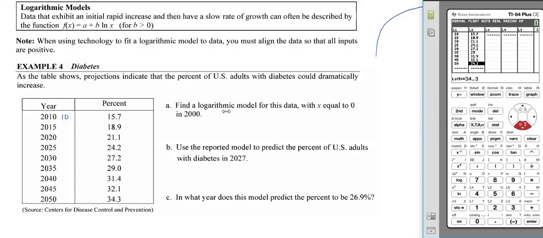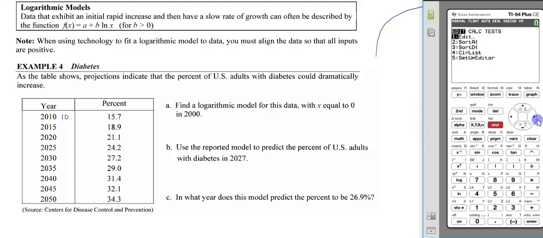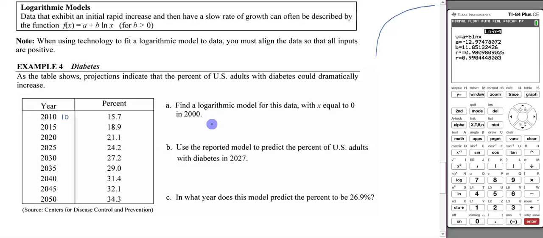So let's find a logarithmic model. We go Stat, Calculate, and we're doing a natural log regression. So there we go, list 1, list 2. Let's go ahead and store the regression equation in y1. So I get this model of y equals negative 12.97 plus 11.85 natural log of x.